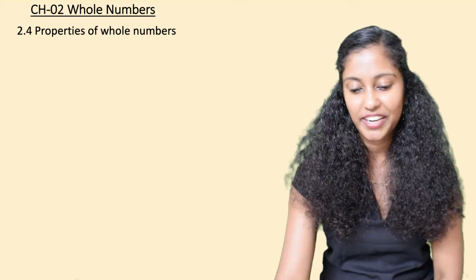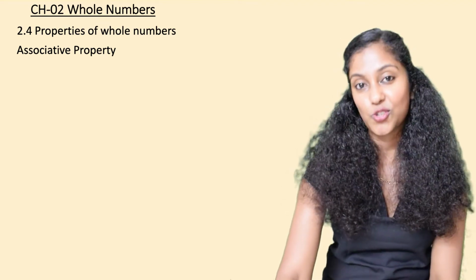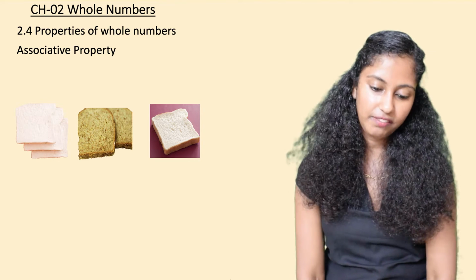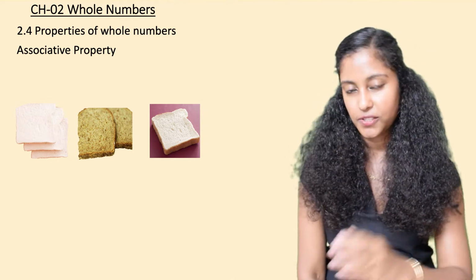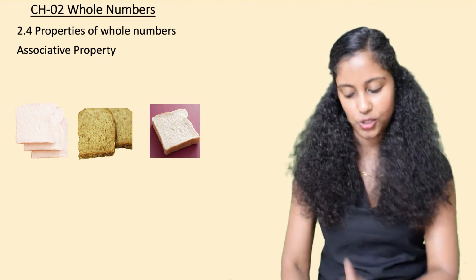Now we proceed with the next property of whole numbers, which is called the associative property. Here in this associative property, you can see 3 pictures, and in all 3 pictures you'll see 3 slices of bread, 2 slices of bread and 1 slice of bread.